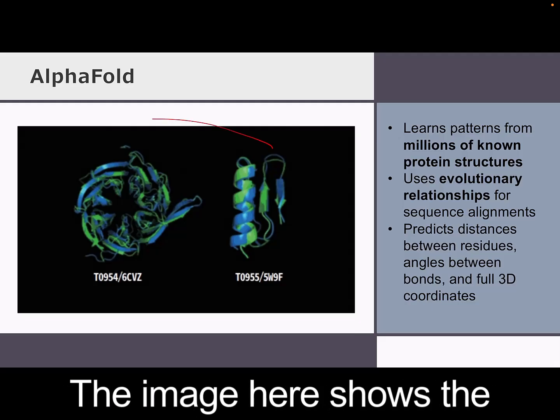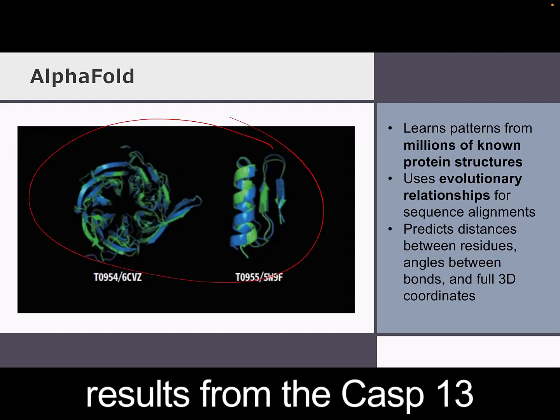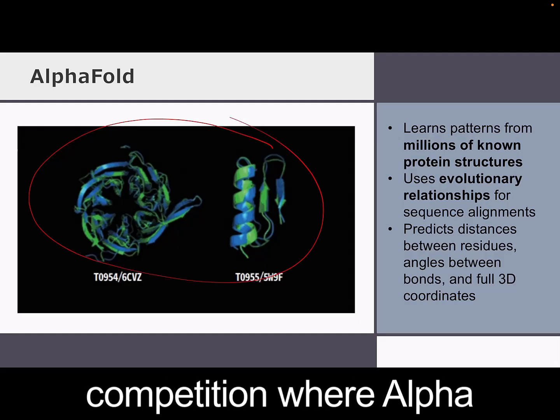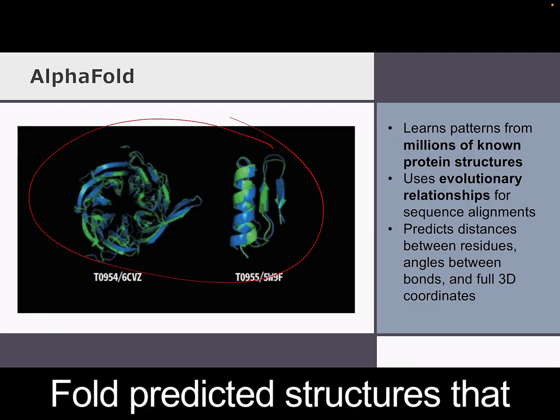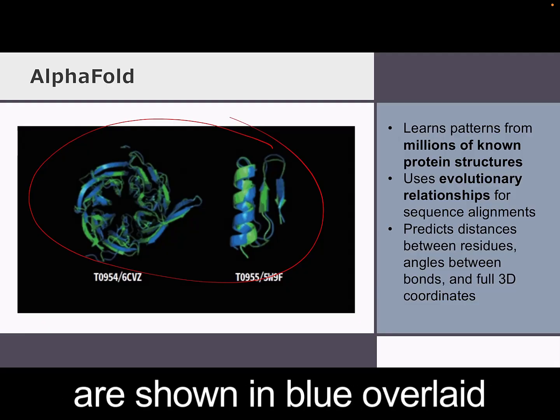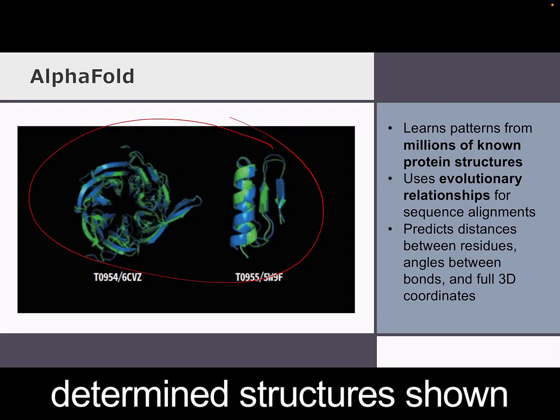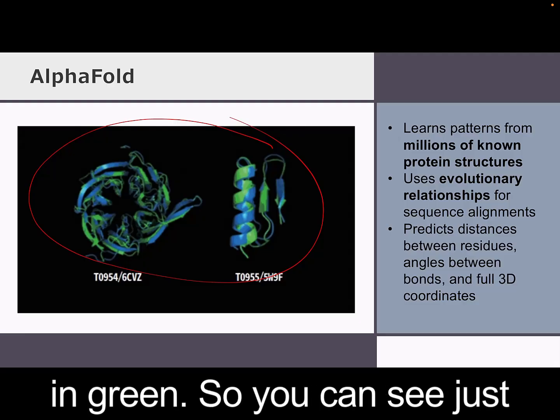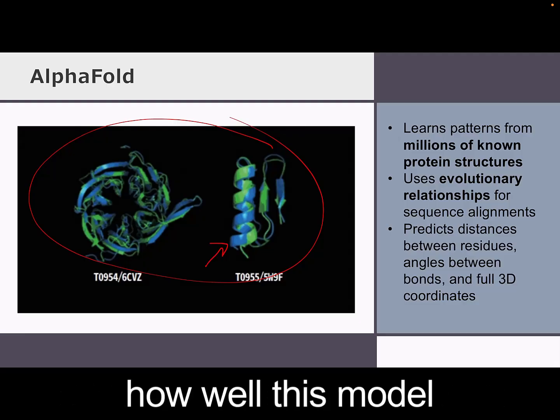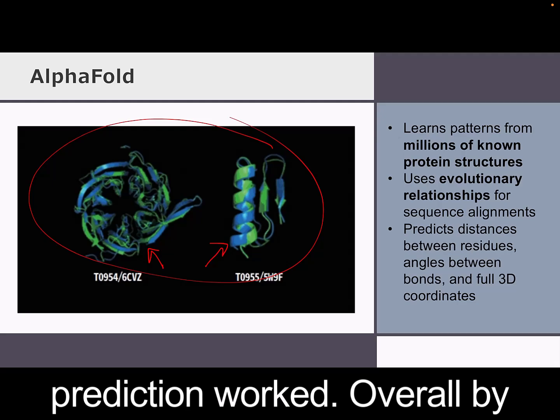The image here shows the results from the CASP13 competition, where AlphaFold predicted structures that are shown in blue overlaid on the experimentally determined structures shown in green. So you can see just how well this model prediction worked.